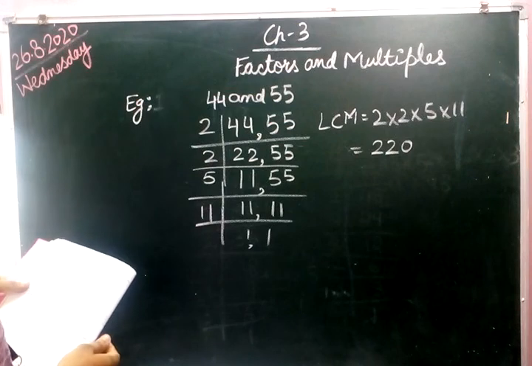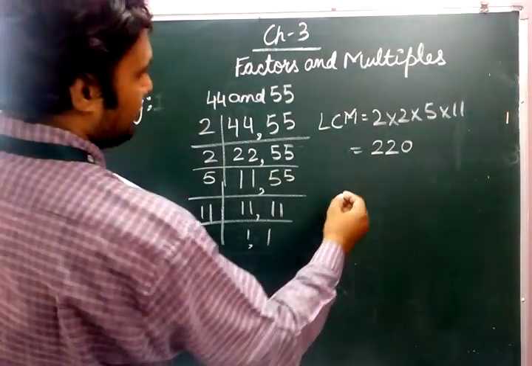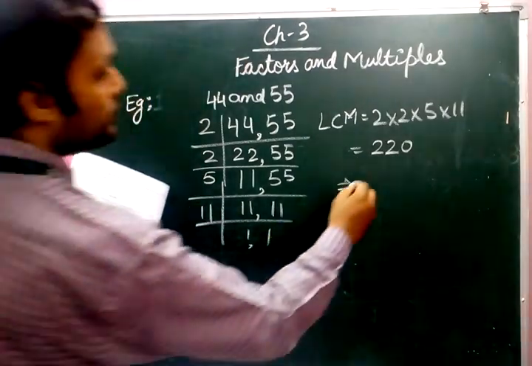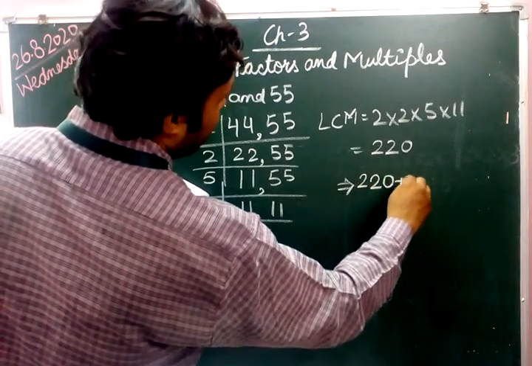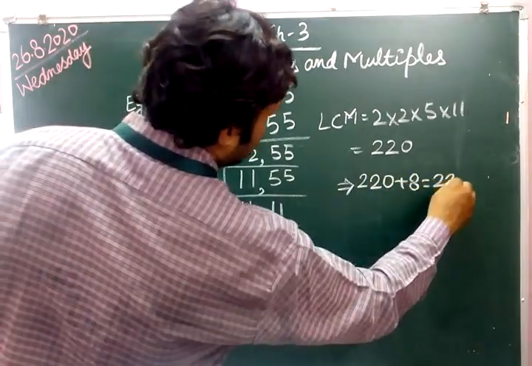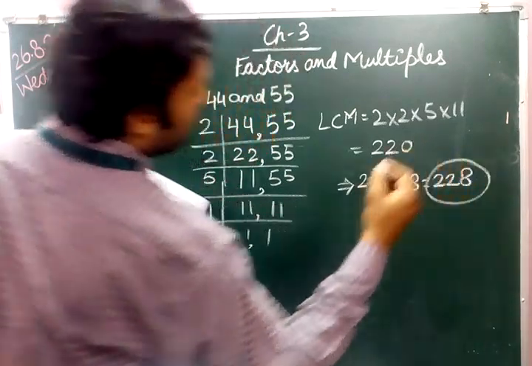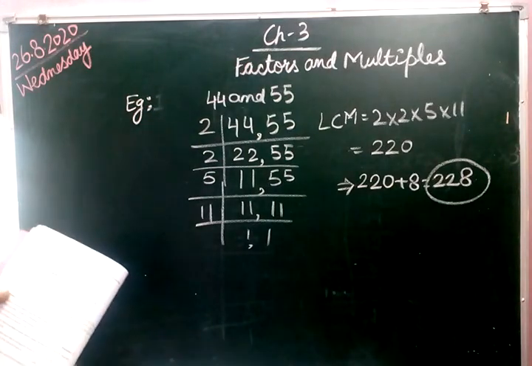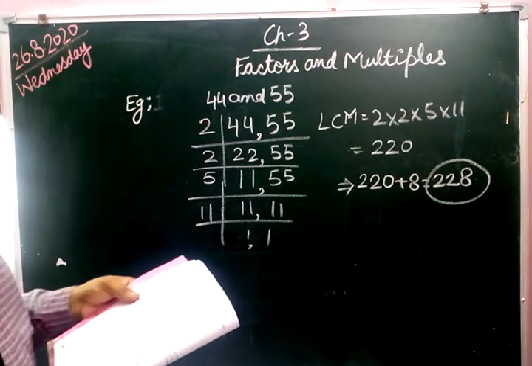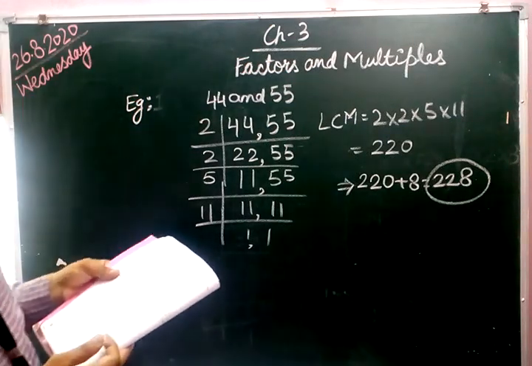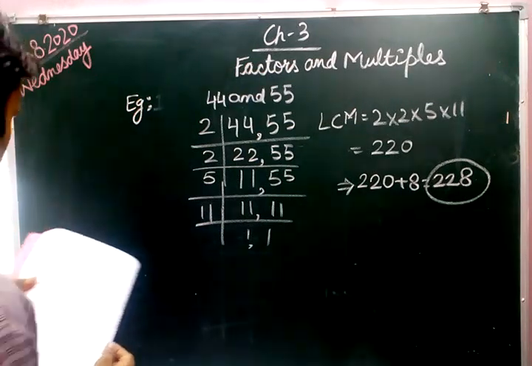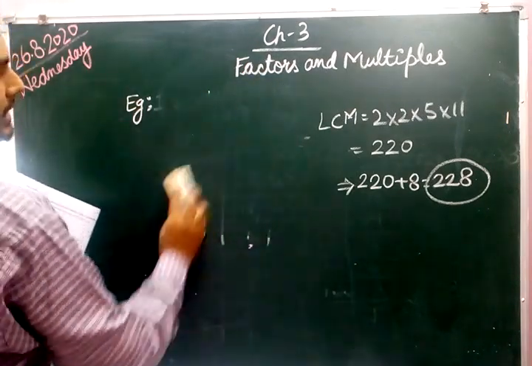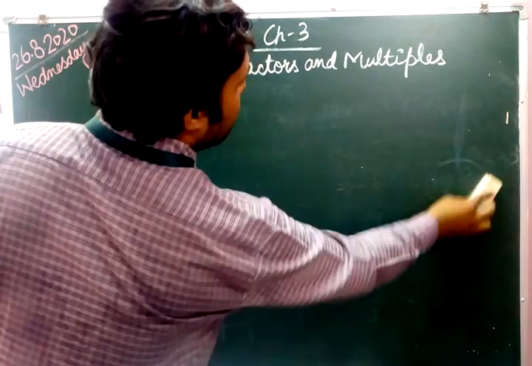What will happen after taking the LCM? For the smallest number divisible by 44 and 55 leaving 8 as a remainder, you have to add the remainder at the last so that you will get the answer. This is the number by which both the numbers leave remainder 8. So this 228 is the answer. Now students, these are the examples that we have discussed from your book on page number 36.